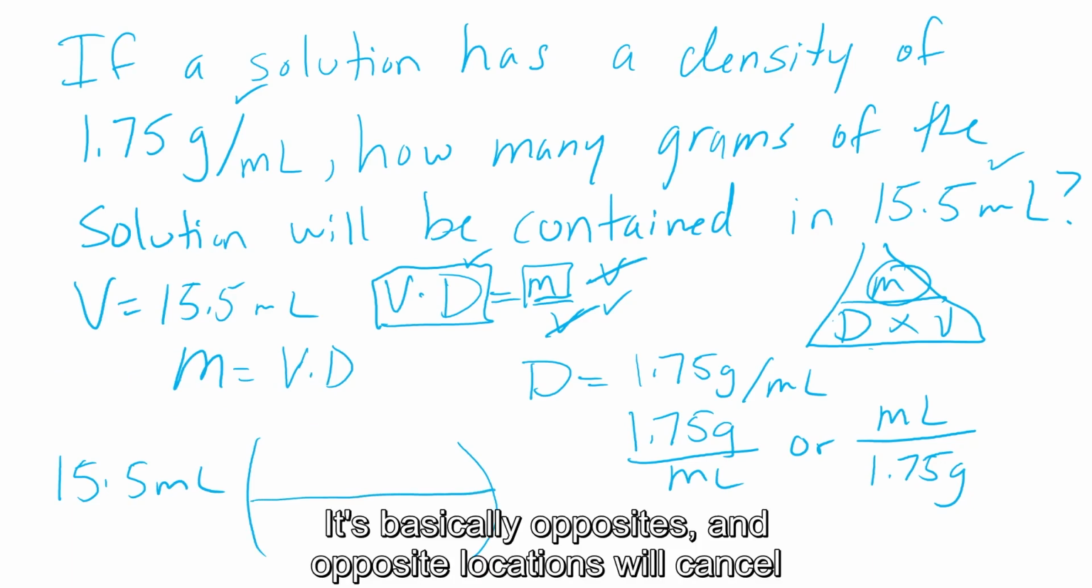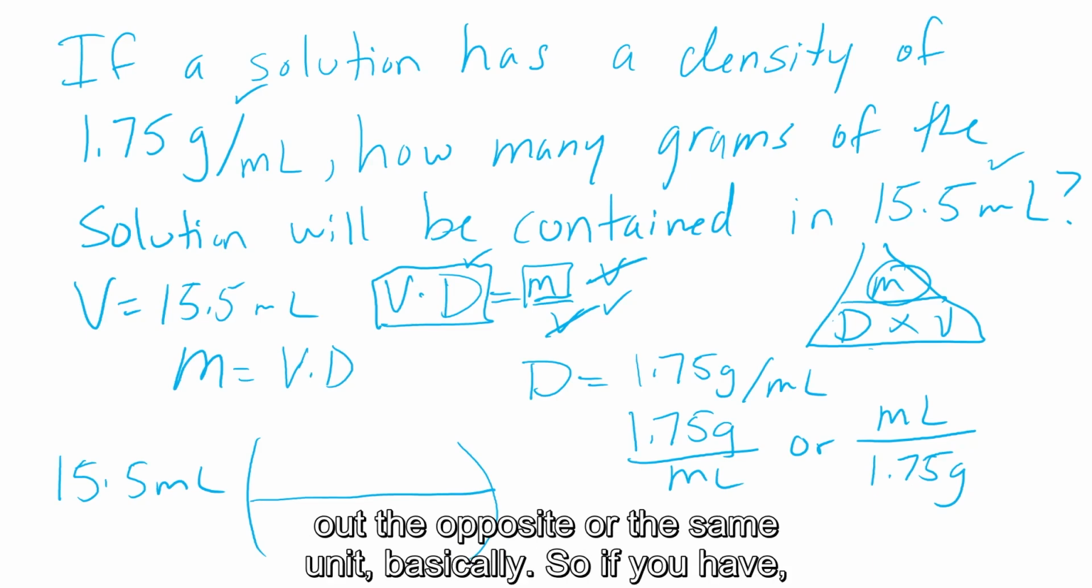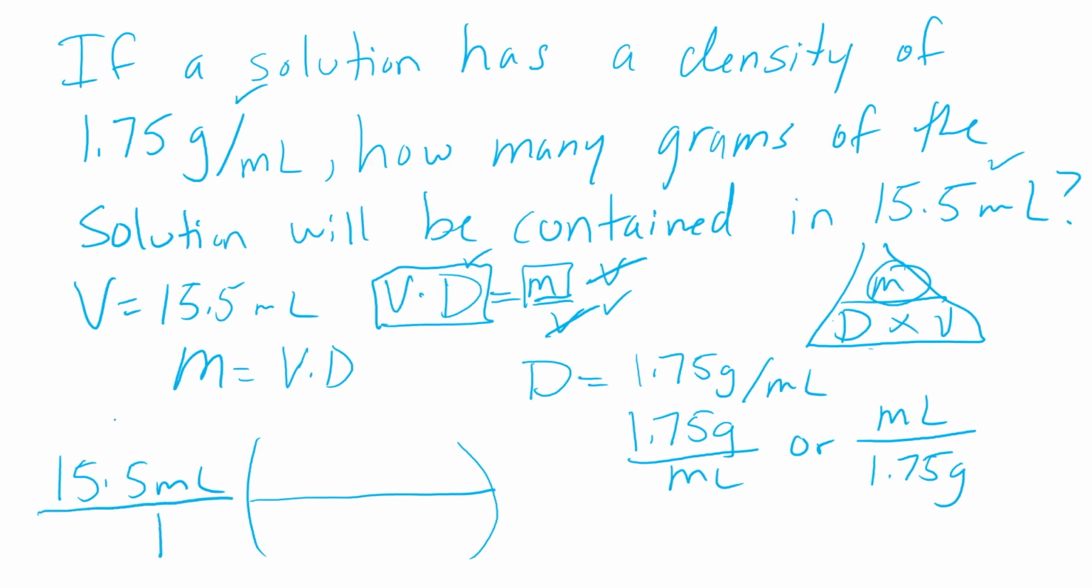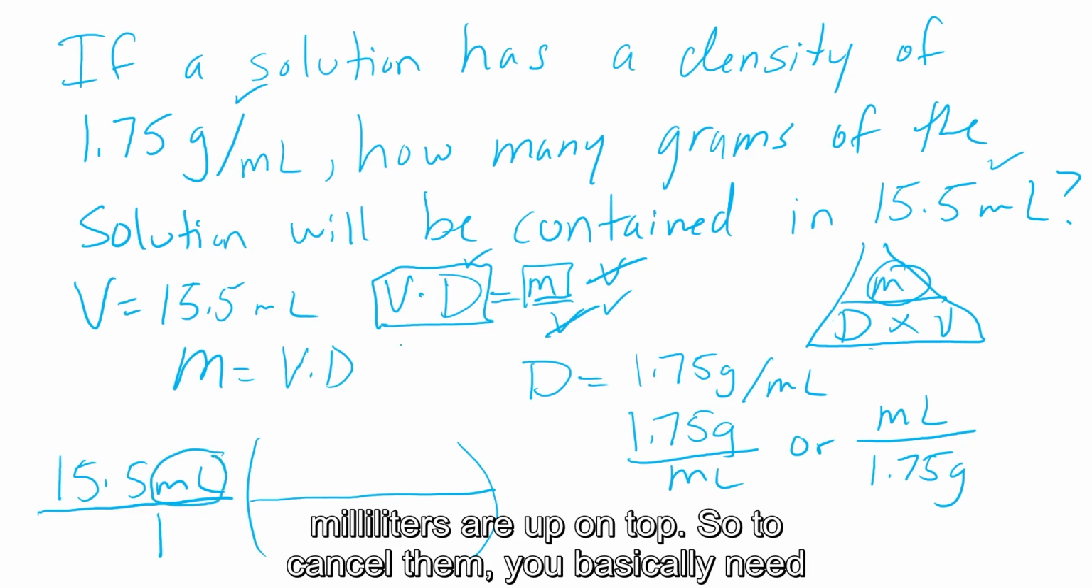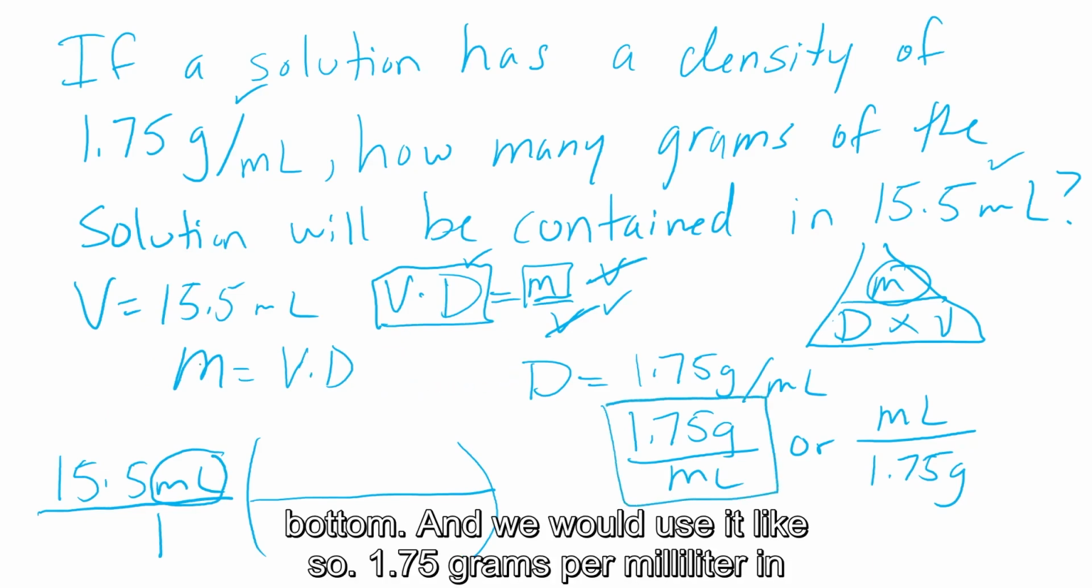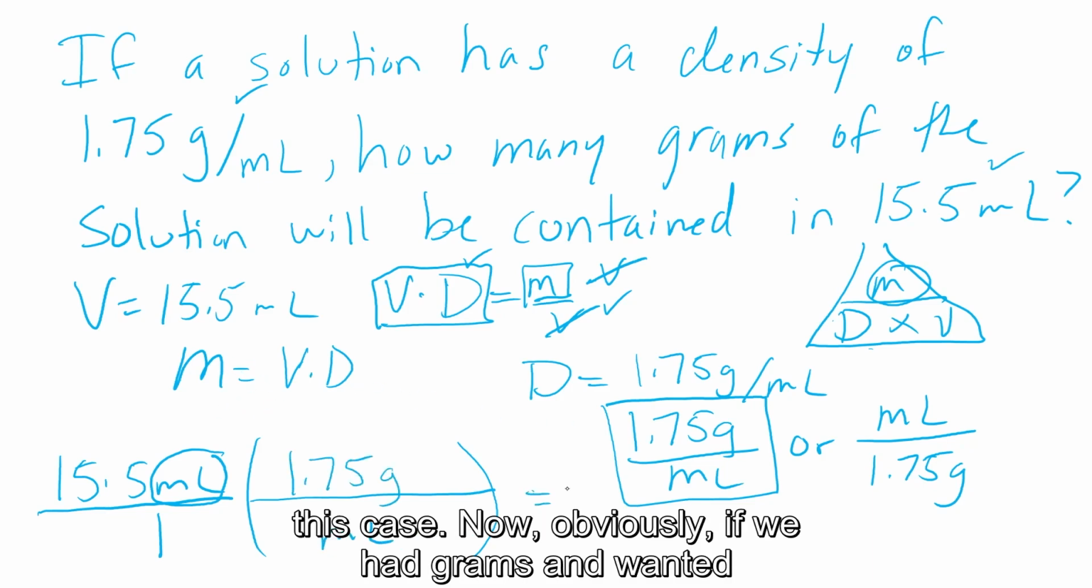It's basically opposites, and opposite locations will cancel out the opposite or the same unit. So if you have, say, in this case, although it's not written as a fraction, milliliters up on top, to cancel them you basically need milliliters in the opposite location, which is on the bottom. And we would use it like so, 1.75 grams per milliliter in this case.